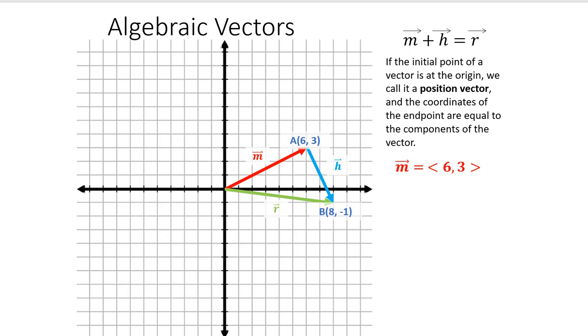But if you can wrap your head around the fact that these two different ways we're going to represent the same idea are the same thing, you'll be fine. So there's something called the position vector.